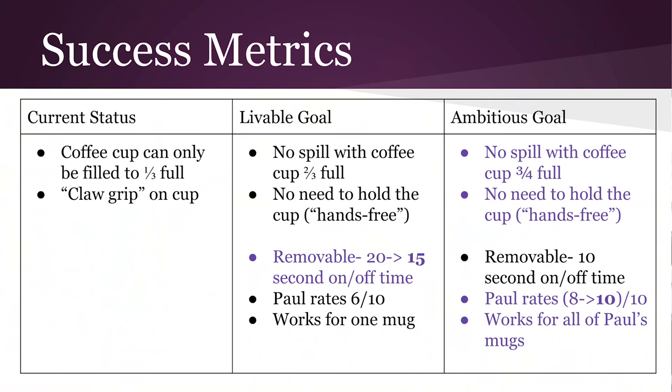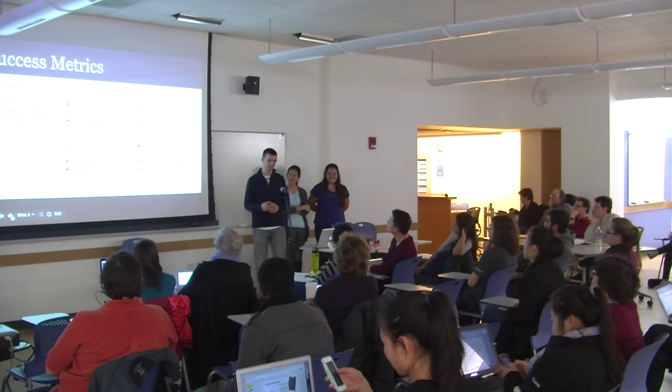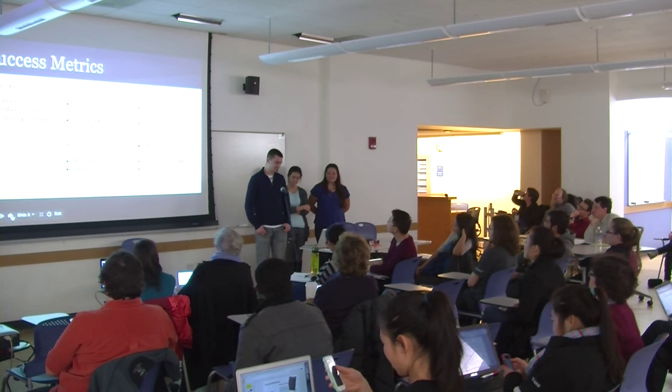So as you can see from our success metrics, we had Paul test out the prototype, left it with him for a week, asked for his feedback, and he gave us very, very enthusiastic feedback. He loves it. He rates it 10 out of 10. It was really nice to see when we walked in the door that he had the clamp still on from when we'd given it to him last week. He said he hadn't taken it off.